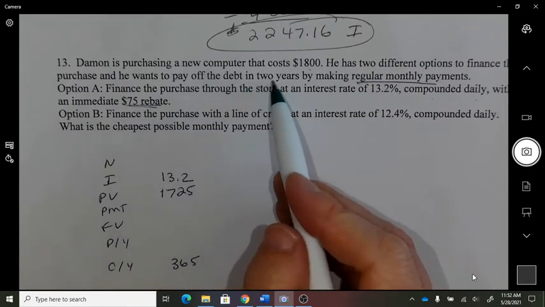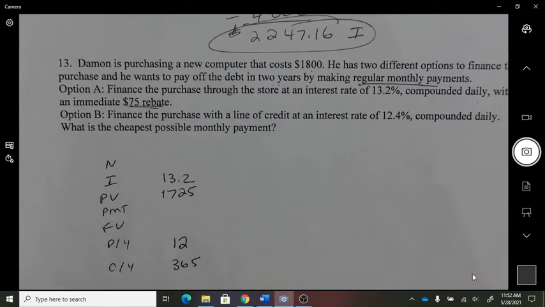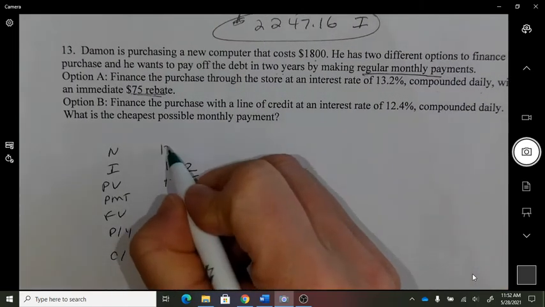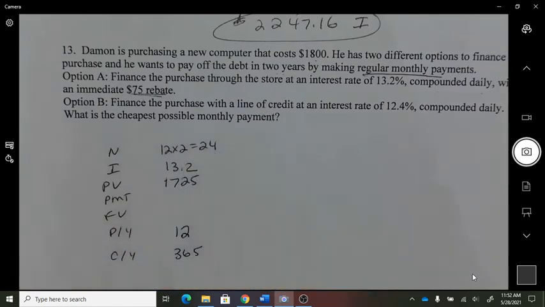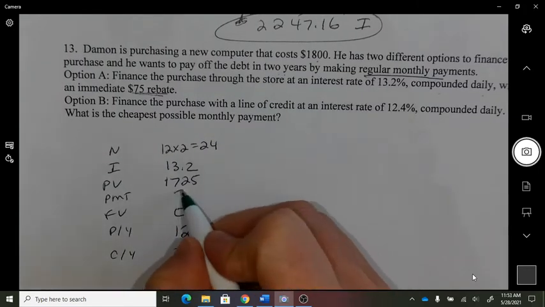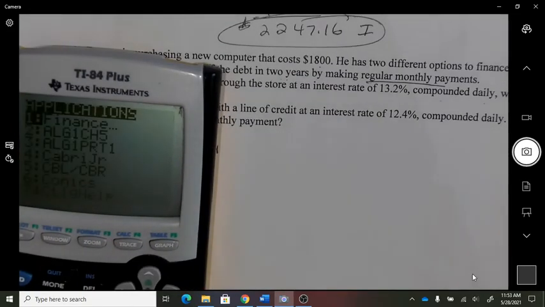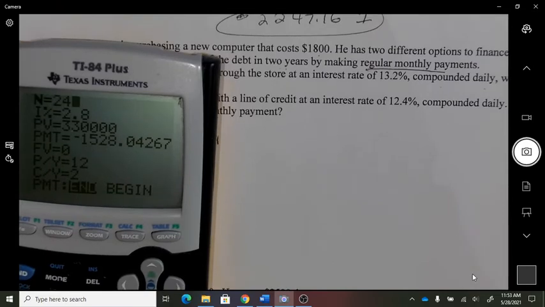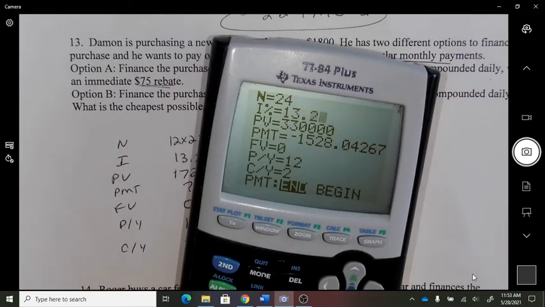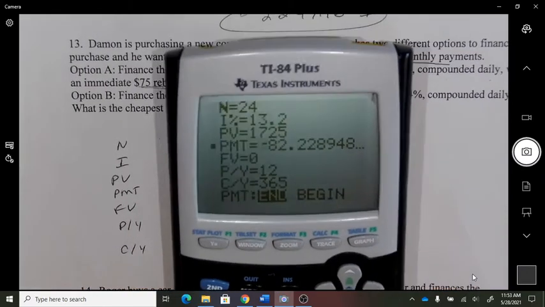He wants to pay off his debt in 2 years by making regular monthly payments. So monthly payments, 2 years, so that's going to end up being 24. We wanted this to be paid off, so 0. What's the payment going to be per year or per month? So the app: 24, 13.2, $1,725 because we got the rebate, 0, 12, 365. So each payment's going to be $82.23.